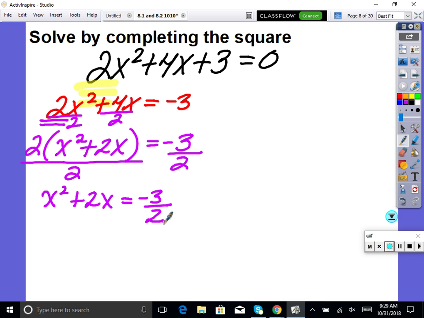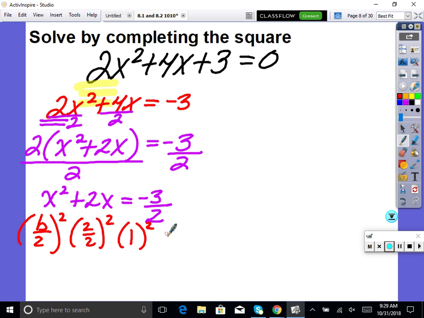And now we can complete the square. So now you just continue as normal. B divided by 2 squared. So that'd be 2 divided by 2 squared. So that's 1 squared, which is 1.